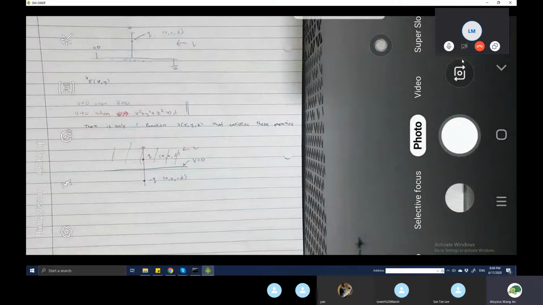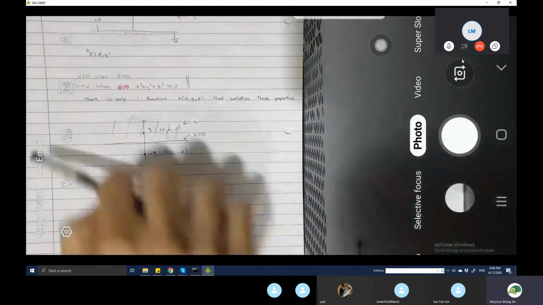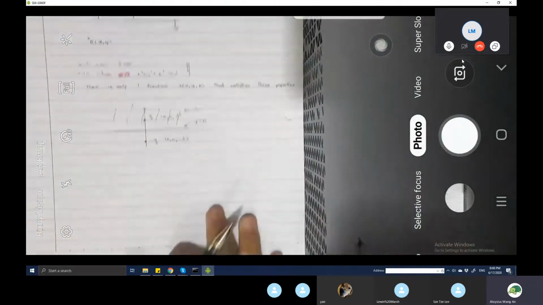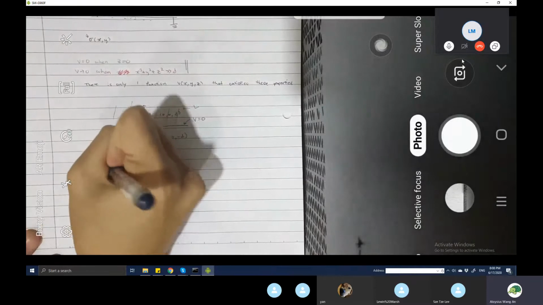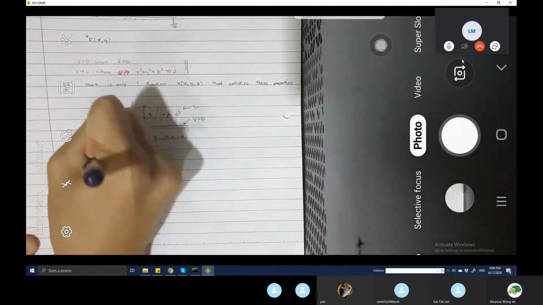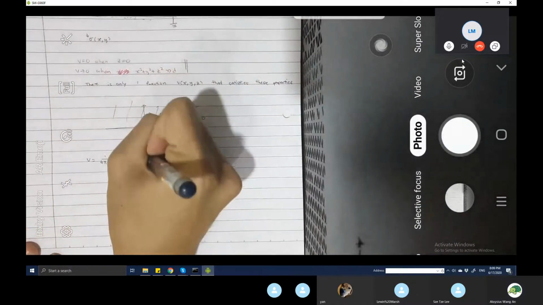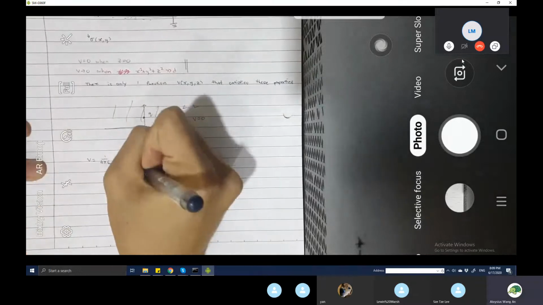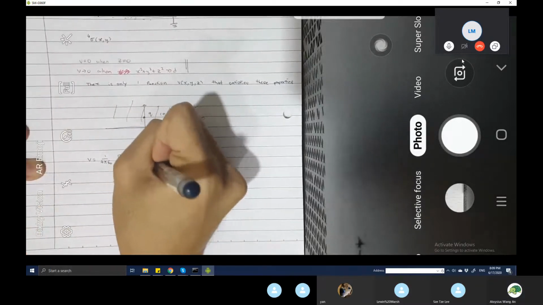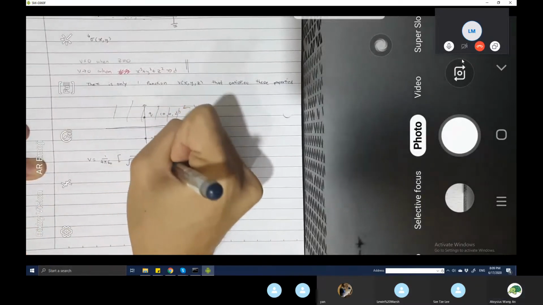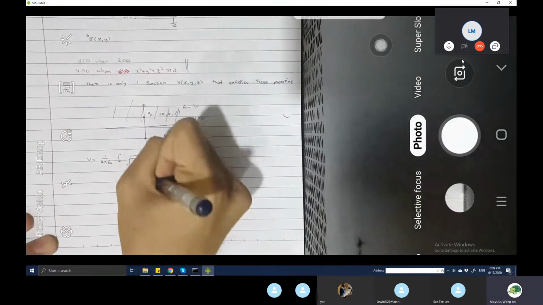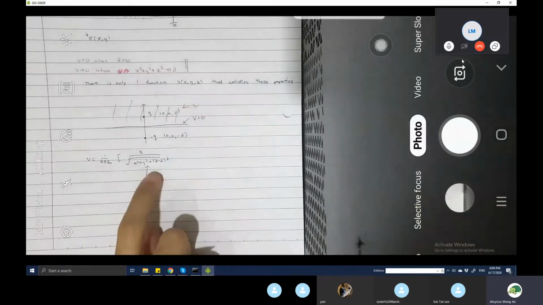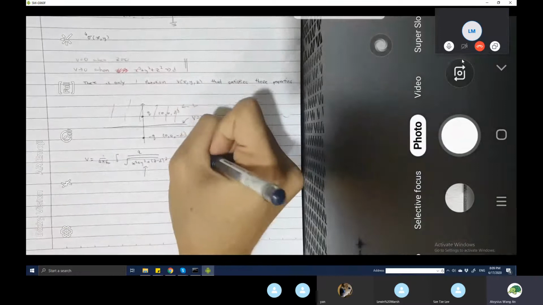Because of this, we can explicitly write down the potential immediately. It is just equal to 1 over 4 pi epsilon naught, times the terms where this is the distance from the positive charge, and this is the distance from the image charge.